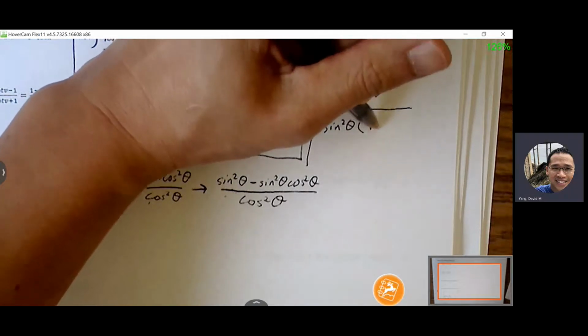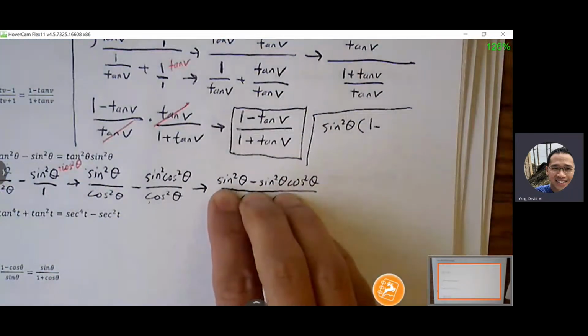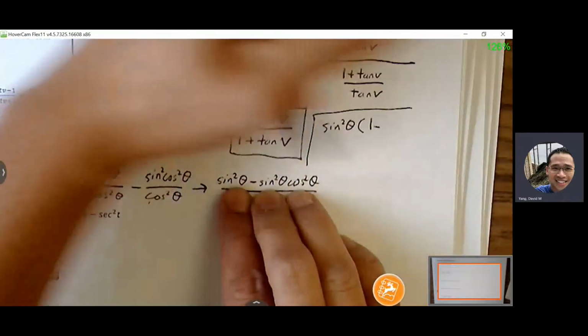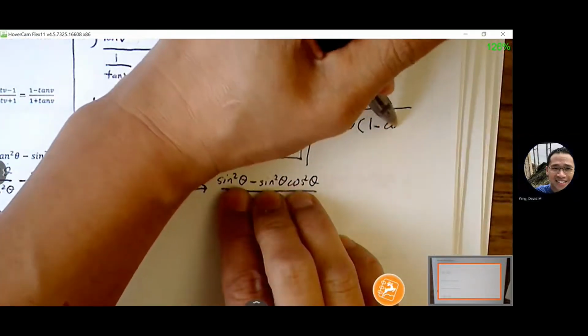We're left with 1. Basically, I'm dividing each term by sine squared. Sine squared divided by sine squared is 1. We divide the second by sine squared, and I'm left with just cosine squared. So I'm pulling a sine squared out, and a 1 remains.